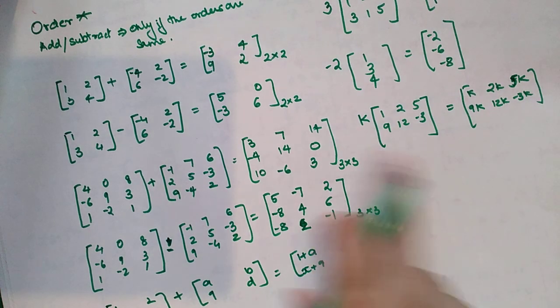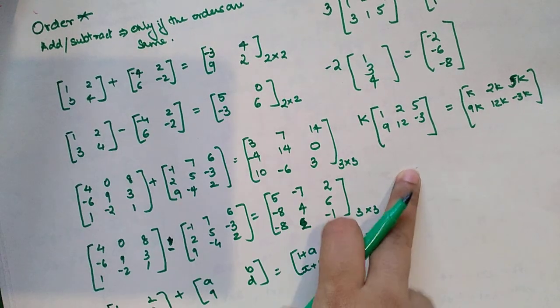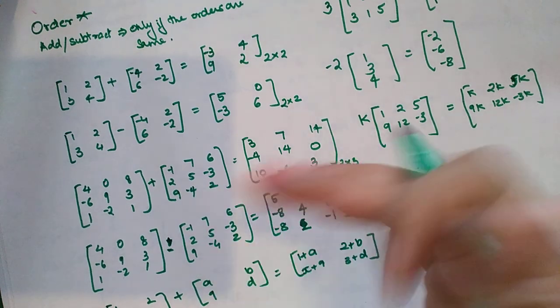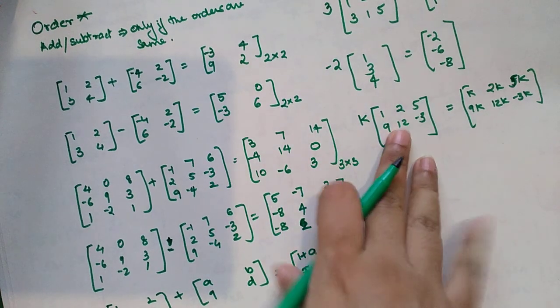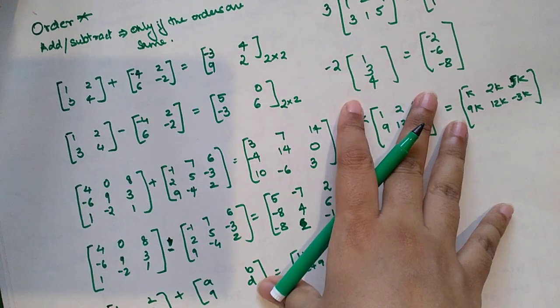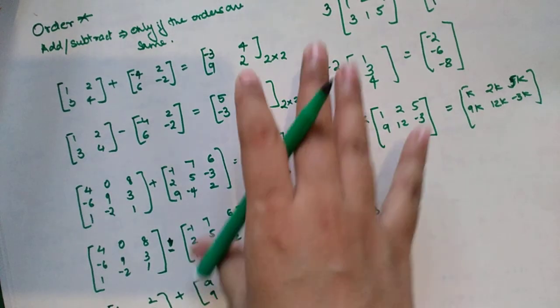So got it? Here you would have realized why order is not important, because here you just had to multiply a single element or single number or single variable to all of these elements. So I hope you've understood how to do these kind of addition, subtraction and scalar multiplication for matrices.